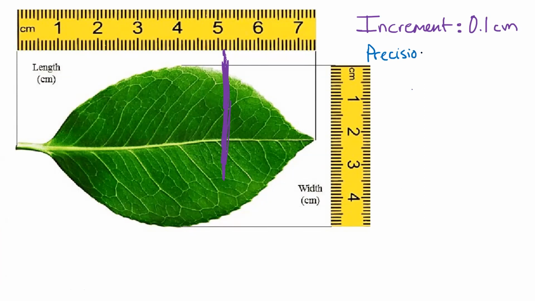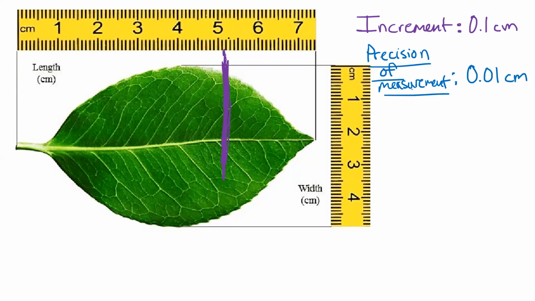Now, the precision of your measurement in general is going to be 1/10 of your increment. It's not always that, but in general it's going to be 1/10 of your increment. So what is 1/10 of your increment? 0.01. Yes, 0.01 centimeters. And that's the precision of your measurement.